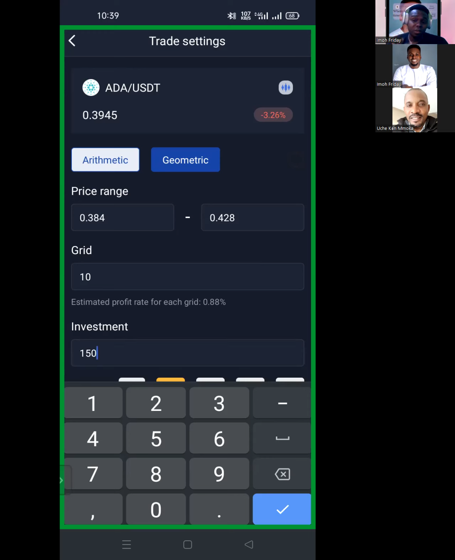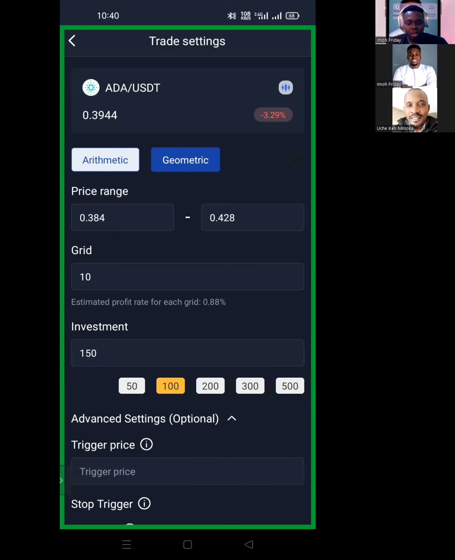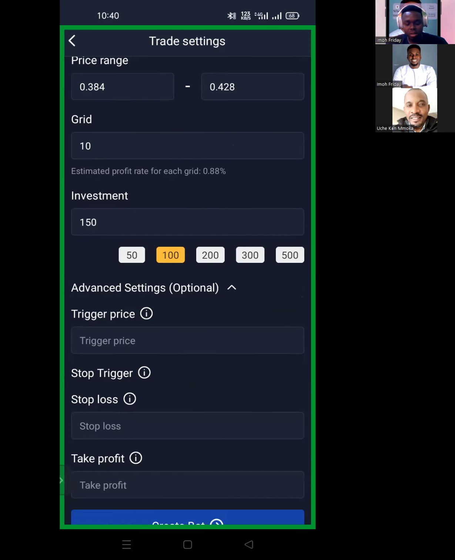So the grid bot is so amazing. It's so amazing, especially if you understand the market very well and you are smart about it. So now, if you look at the advanced settings, that is why I said the RoyalQ bot is phenomenal. It's so amazing. You come down here now. It asks you to look at stop loss.